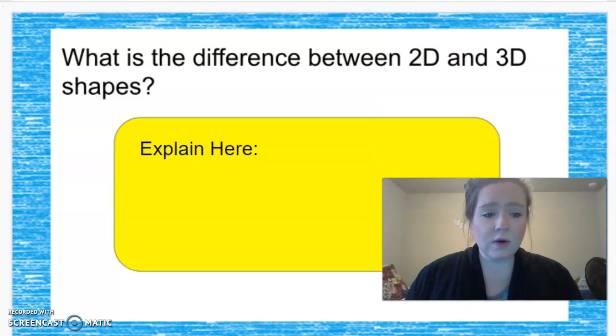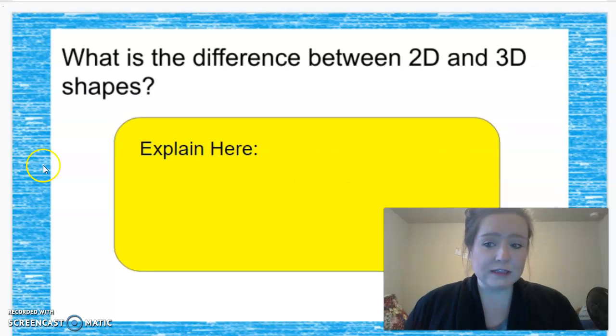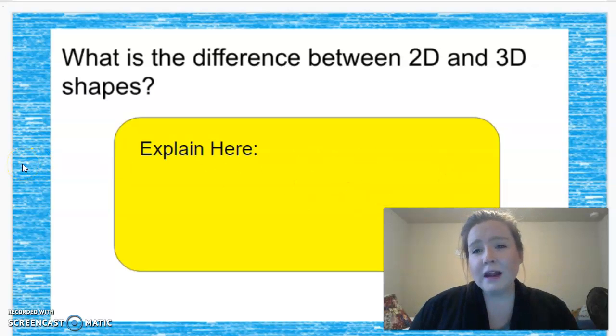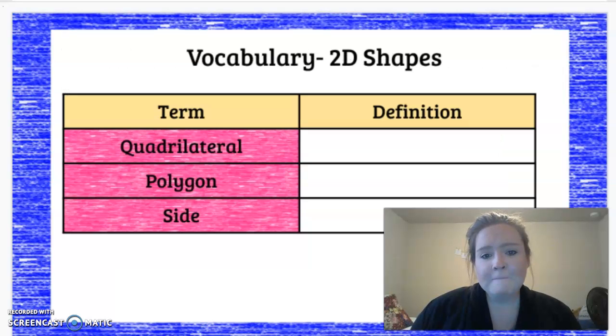Now, here's a little question. What is the difference between 2D and 3D shapes? I want you to tell me, what's the difference? We haven't talked about 3D shapes yet, but I know that third grade is not the first time that you're going to hear about 3D shapes.